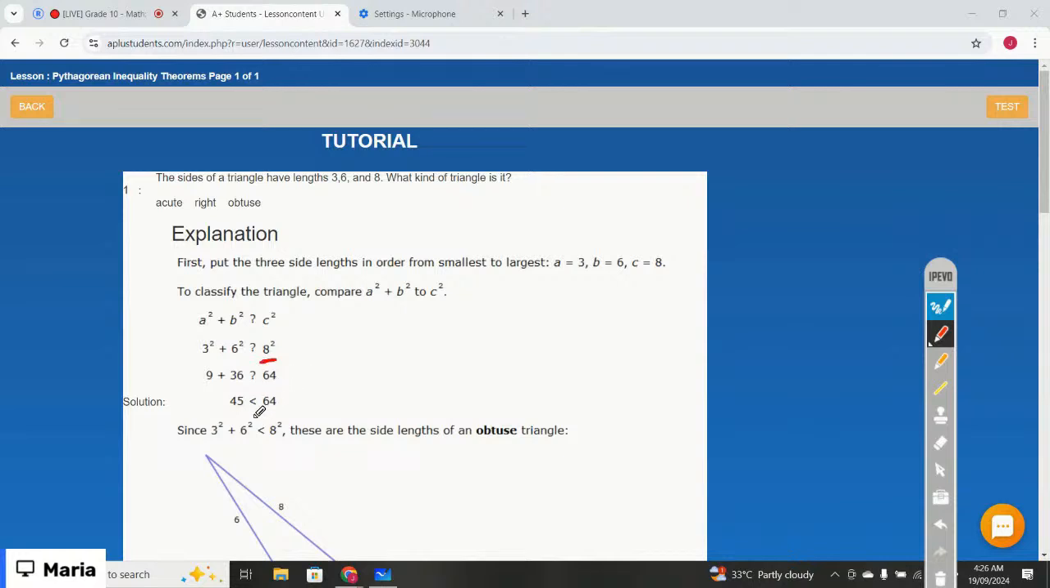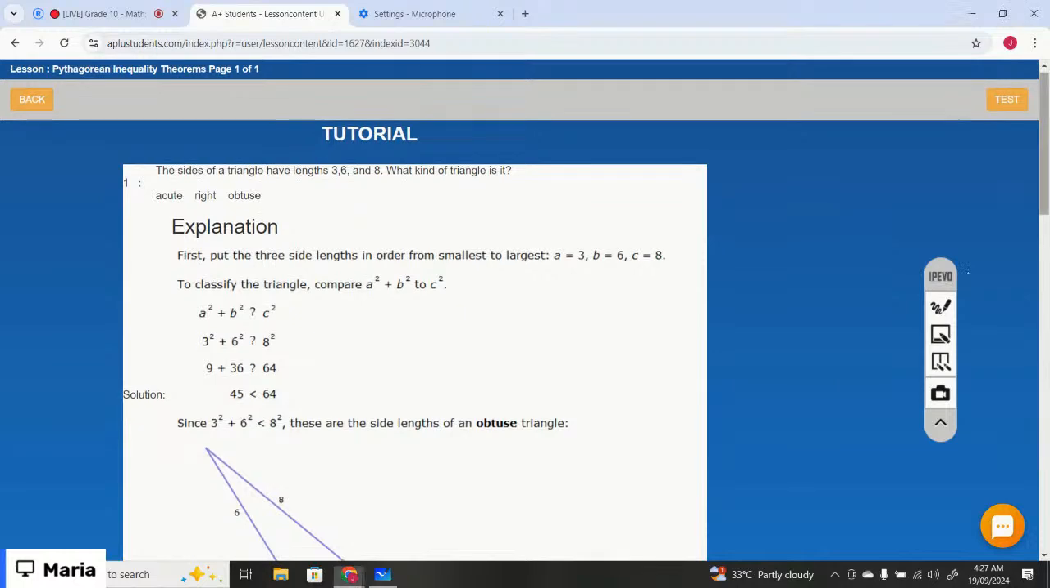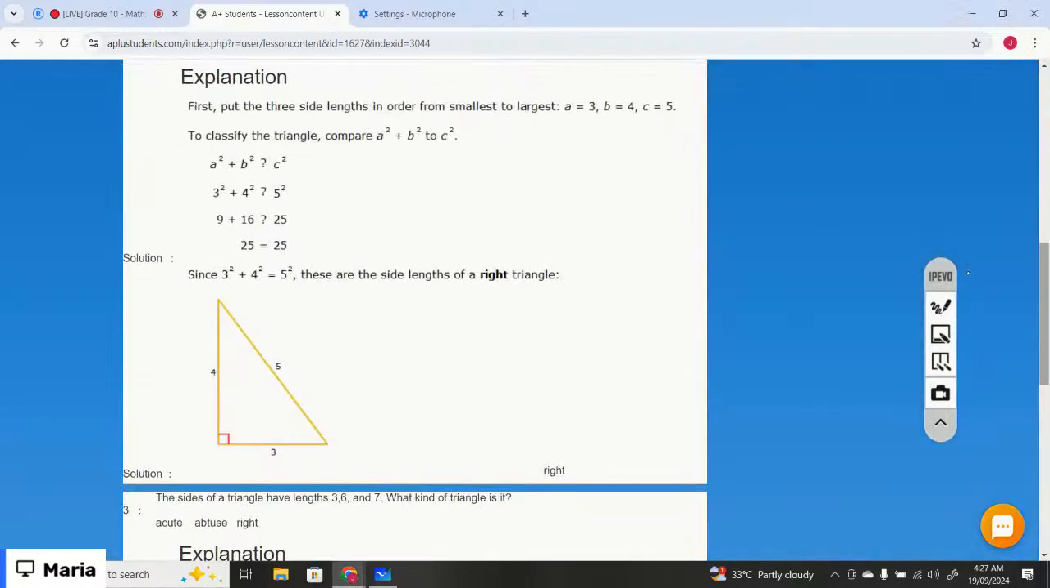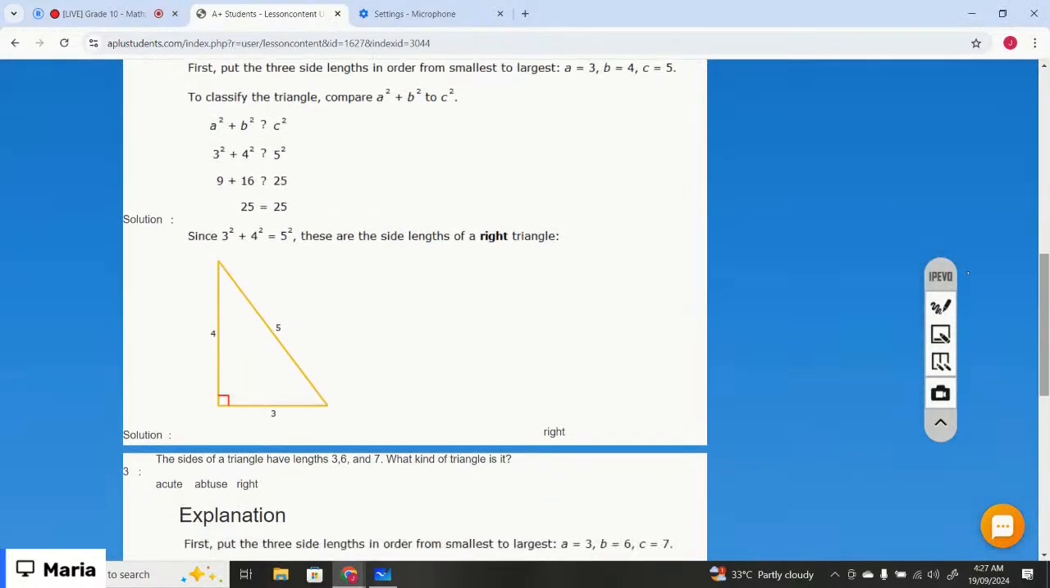So basically that is an inequality. You don't have to put the equal sign here. You just have to see if the values are greater or less. So 45 is less than 64. If a square plus b square is less than c square, that means these are the side lengths of an obtuse triangle. Got it? So the triangle 3, 6 and 8 makes an obtuse triangle. Got it? Just look at the next example.